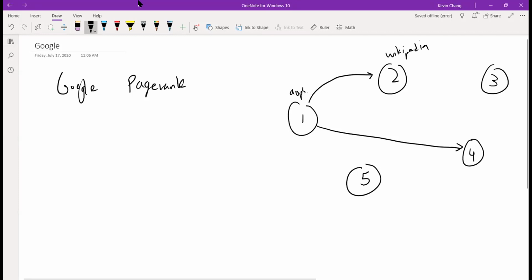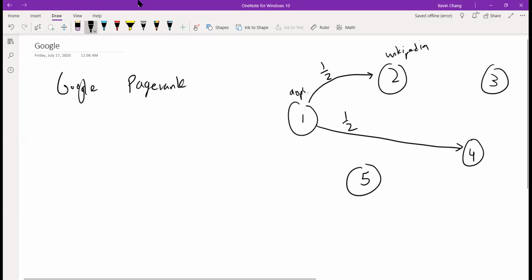Now, if you're a random web surfer on AOPS, if you were on AOPS and you were randomly browsing around, eventually you would click a link and leave AOPS. That's the assumption you're making. So if you were to randomly click one of these 2 links, there'd be maybe a half chance you go to Wikipedia and a half chance you go to state 4, which is some other website.